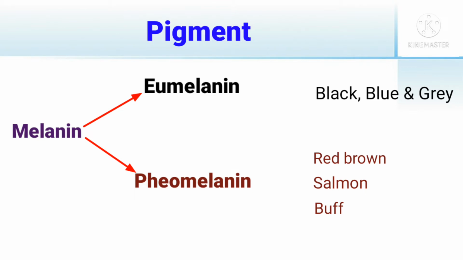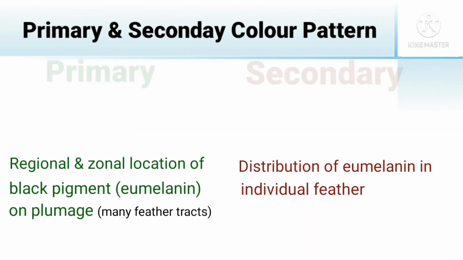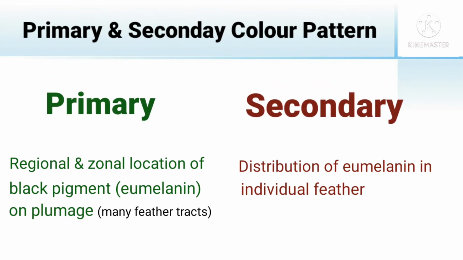So distribution of eumelanin in plumage causes primary or secondary color patterns. Now what are primary and secondary color patterns? Primary color patterns are due to the zonal or regional location of black pigment, that is eumelanin, and they may include several or few feather tracts, for example Columbian pattern or light feathers in pigeon pattern.